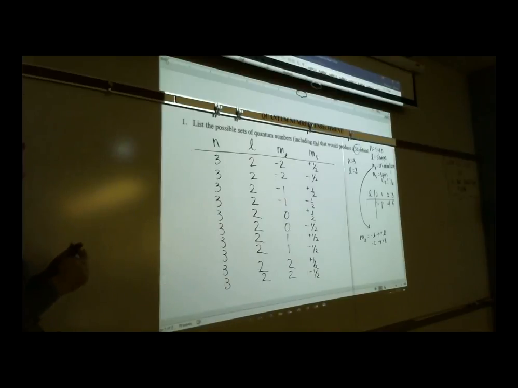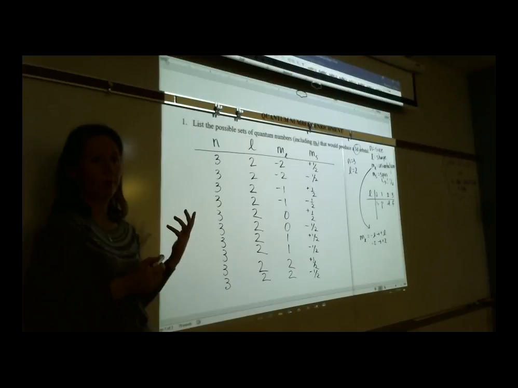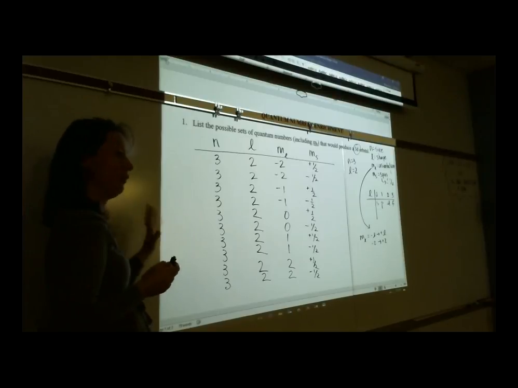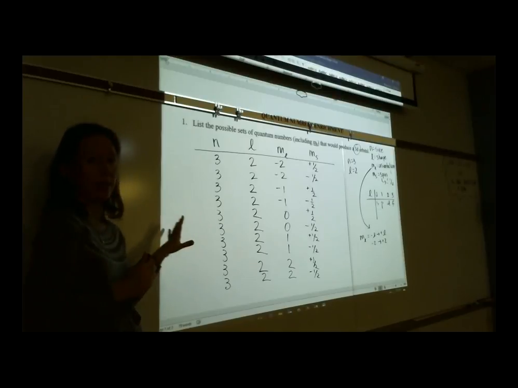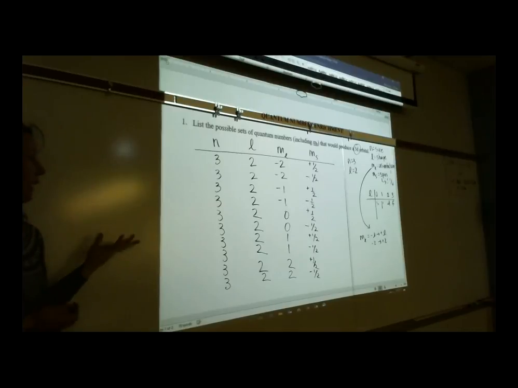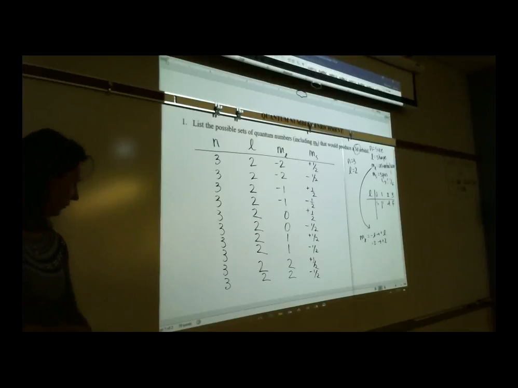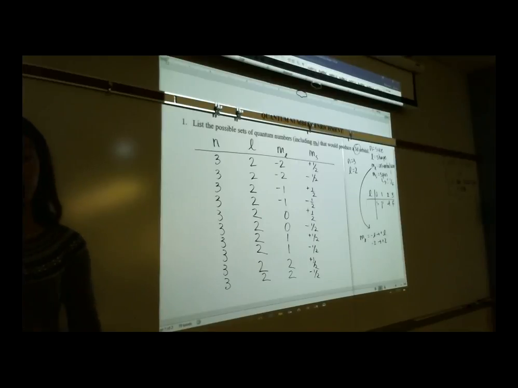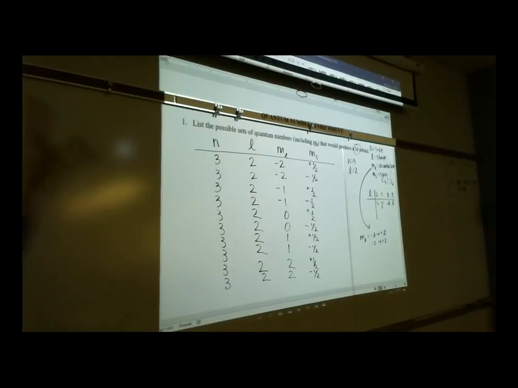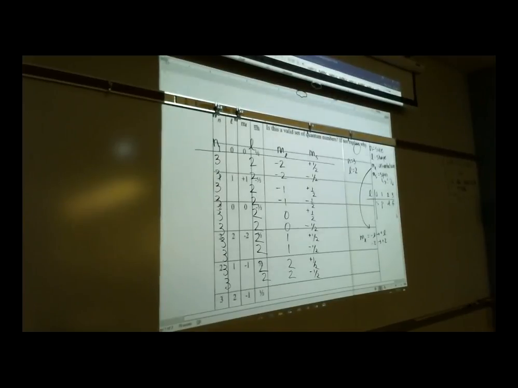What if I said to exclude m sub s? So let's just simplify things, exclude m sub s. How many sets would you have then? You just have 5 sets, right? If we excluded m sub s, you'd only have 5 sets. But because we're including m sub s, we have 10 sets. Does this make sense? Did you get all 10? If you didn't, do you see where you made your mistake? Because it's just applying our rules. All right, let's go over the next one.